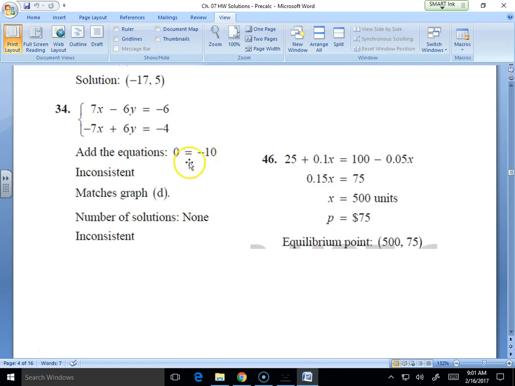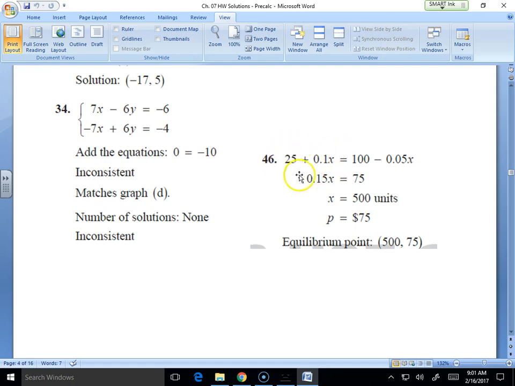You get a false statement again. Hence, it's none. It's inconsistent. Should be parallel lines, and that matches with letter D. Number 34. The math gives you a false statement, so they better be parallel, which would be letter D. Number 46.